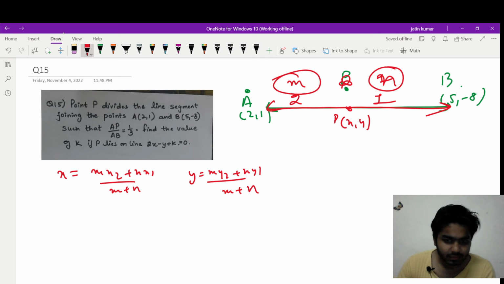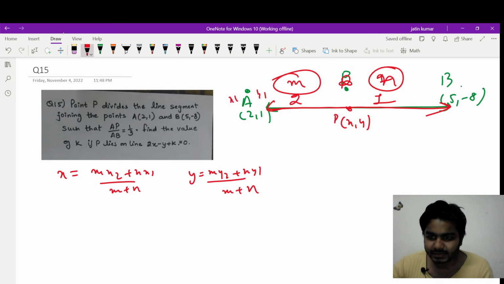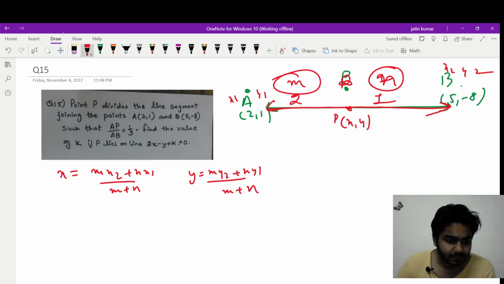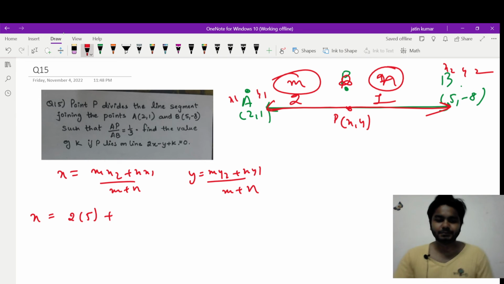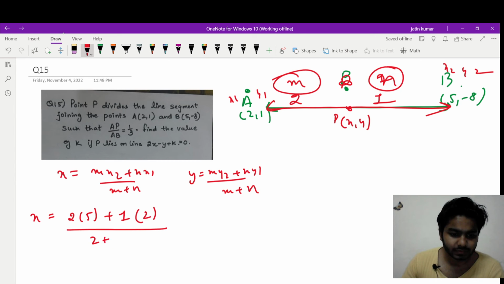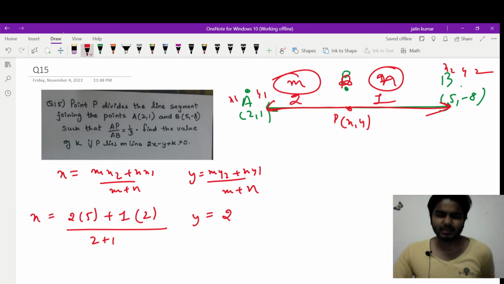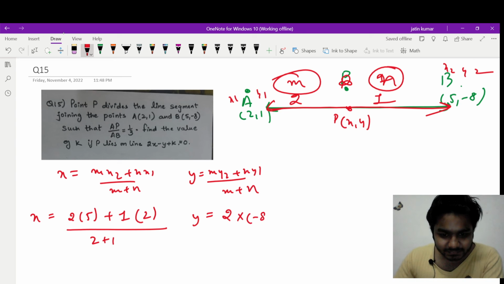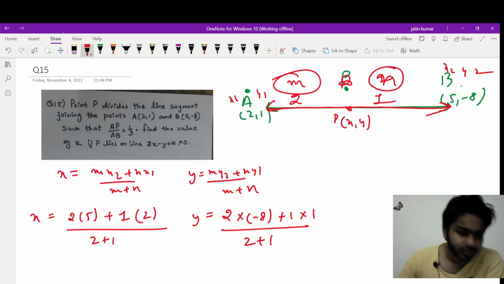Okay, so here it is x1, y1 and here it is x2, y2. Now x is equal to (m x2 + n x1) upon (m + n), so m x2 is 5 plus n, and x1 is 2, and m plus 1, 2 plus 1. And y is equal to m y2, which is minus 8, plus n y1, over 2 plus 1. So x is equal to 10 plus 2, which is 12.